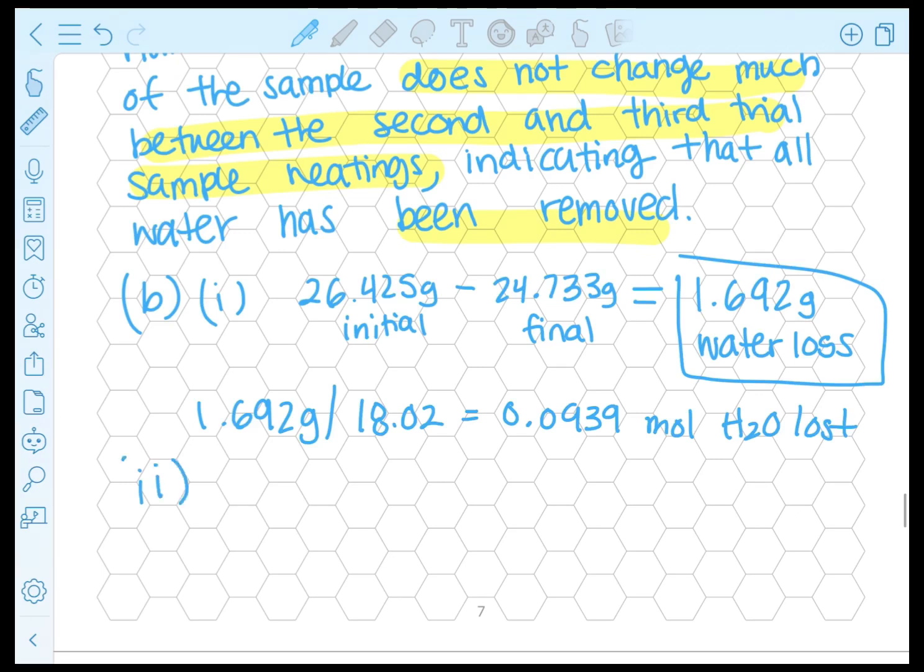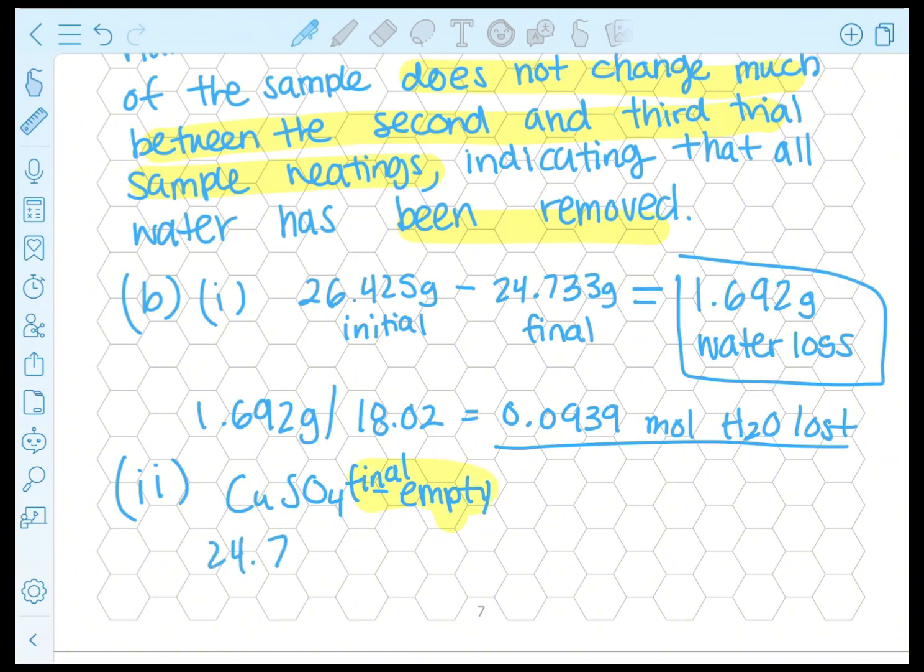Alright, next, determine the formula of the hydrate compound. So essentially what we're doing is we're finding the missing number of moles of water in the formula of copper 2 sulfate hydrate. So we need our mole ratios again. We already have the water lost, so now we just need to find copper 2 sulfate. So in order to find the mass, we're going to subtract the empty container from the final mass. We're using the final since it has no water left, and essentially it's just the pure copper 2 sulfate without the mass of water.